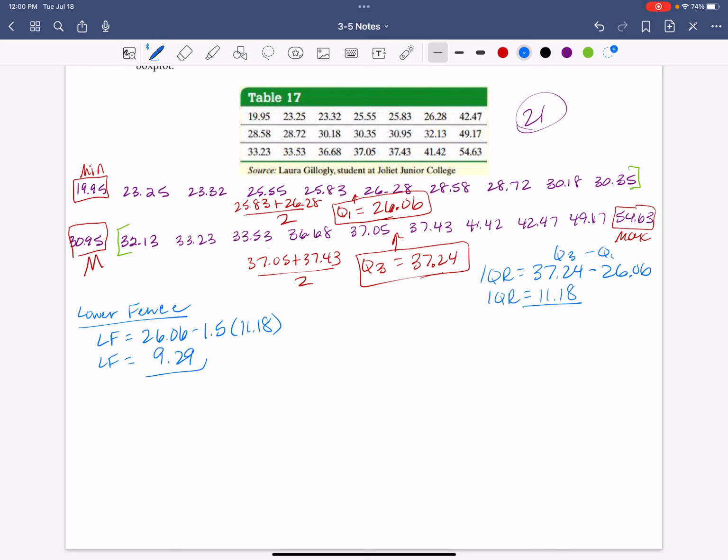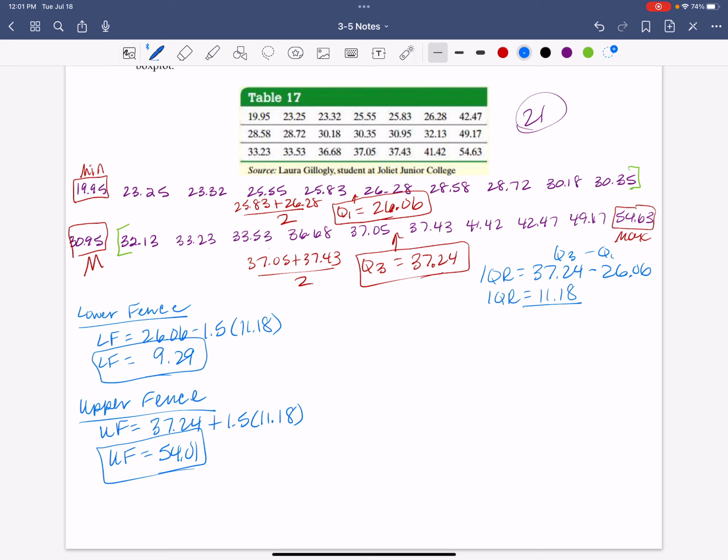Nice. Okay, so plug that into your handy dandy calculator, and what do you get? 9.29? Yep, me too. All right, and then look at your upper fence. Your upper fence is going to be quartile 3, which is 37.24, plus 1.5 times that 11.18. So your upper fence in this instance is going to be 54.01. That is what I have. Is that what you get?